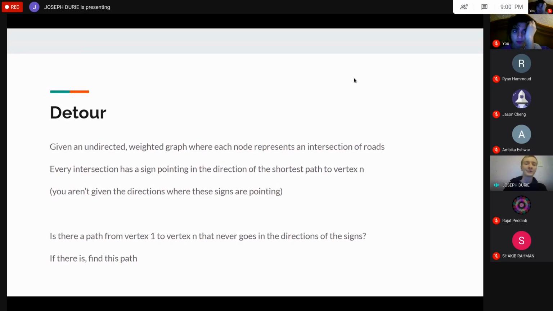But the thing is, you're not given the directions where these signs are pointing. Let's say you're at vertex u. You know there's a sign pointing in the direction of the shortest path from u to n, but you don't know what that is. So what you want to answer is, is there a path from vertex 1 to vertex n that never goes in the direction of the signs? And if there is, find the path.